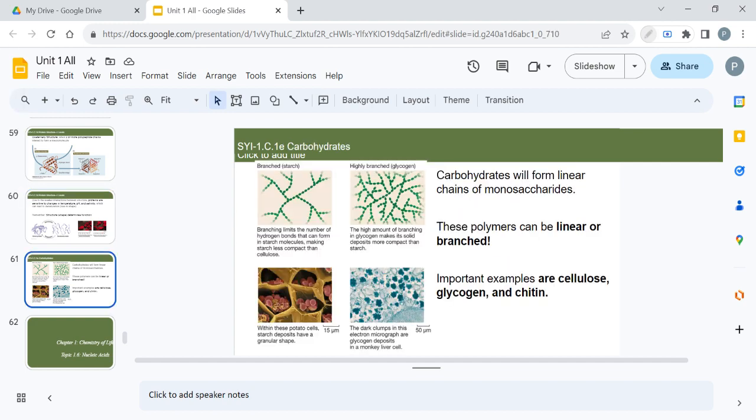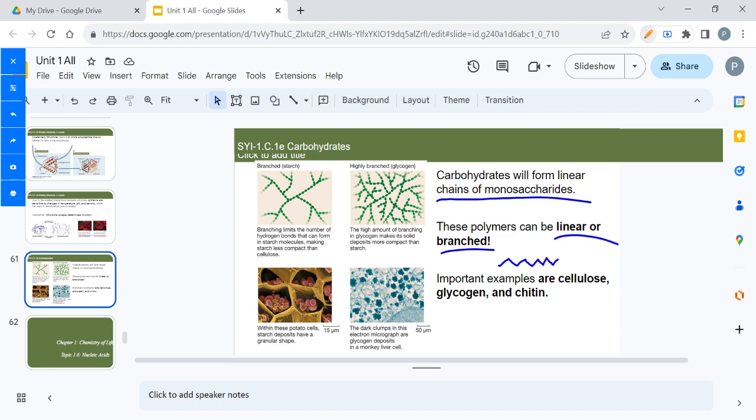Okay, the last one. This should look a little bit familiar because we talked about this in the banana lab, right? Starch and glycogen and stuff. Carbohydrates form linear chains of monosaccharides, and it can be linear or it can be branched. I did not show you a picture of what cellulose looks like, or what chitin looks like, but basically, the glucose linkages in cellulose look something like this.